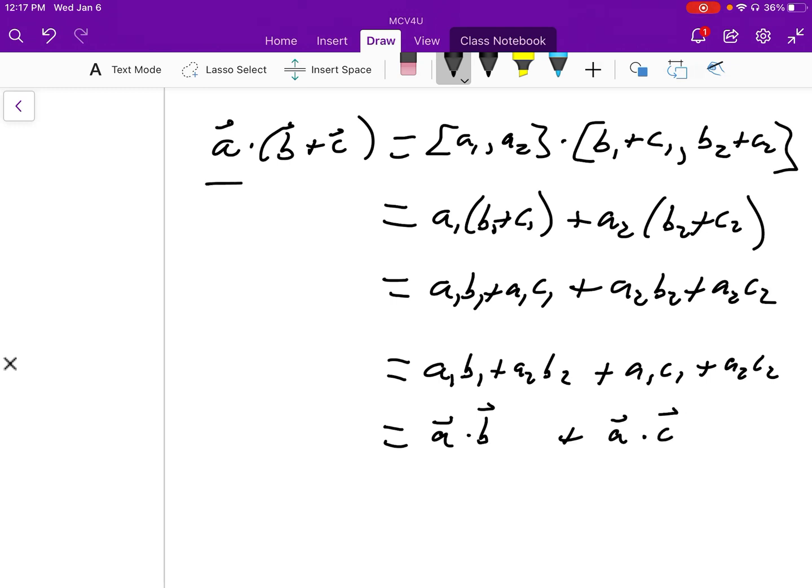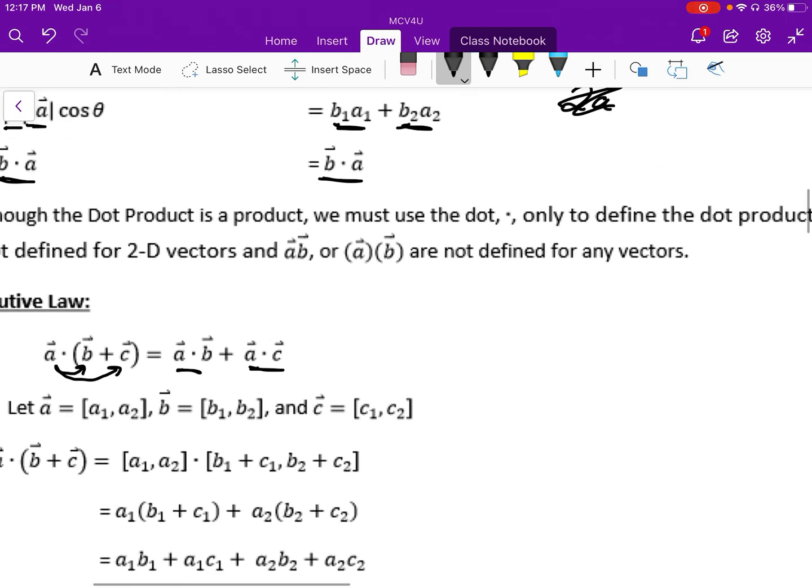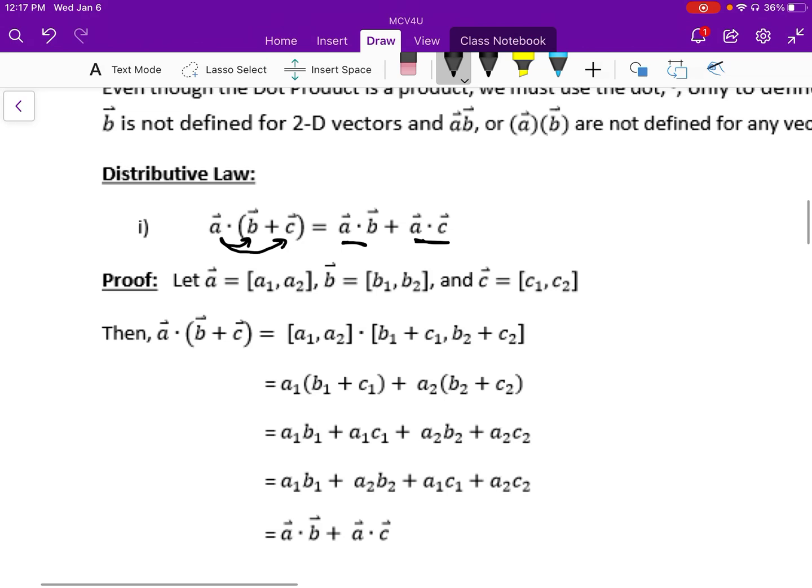Okay, so we just proved the distributive property, at least from one vector to the next. Okay, so we've got that. It's written out for you here as well. You can take a look at it.